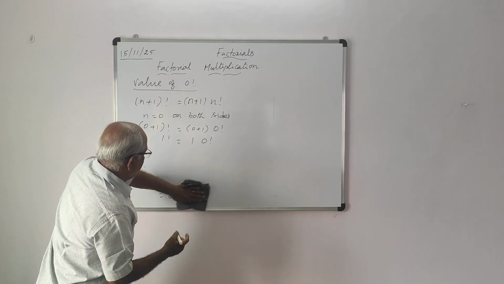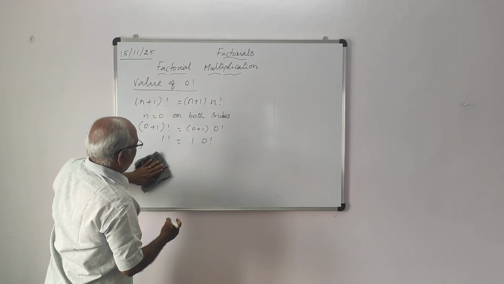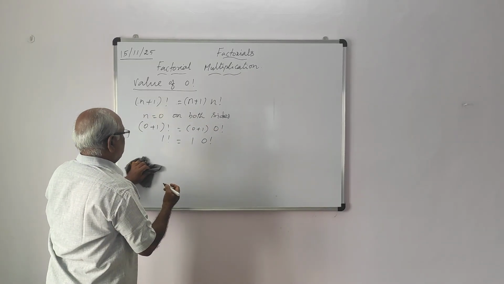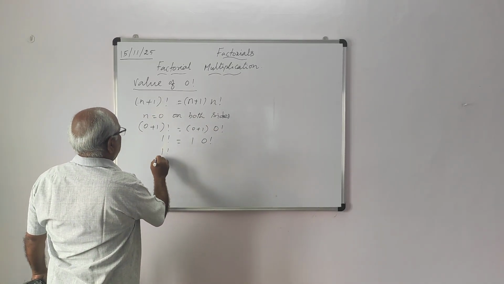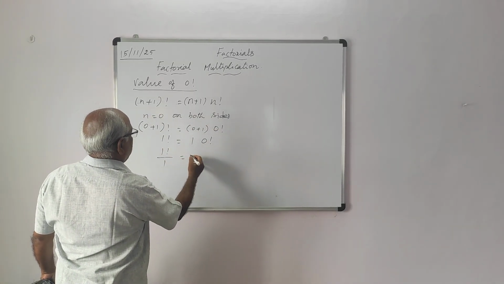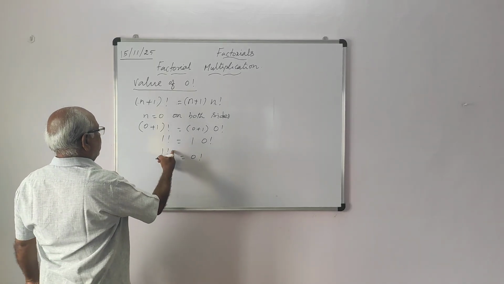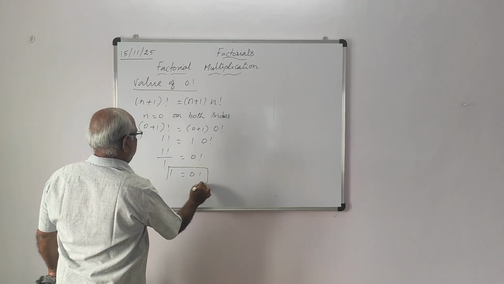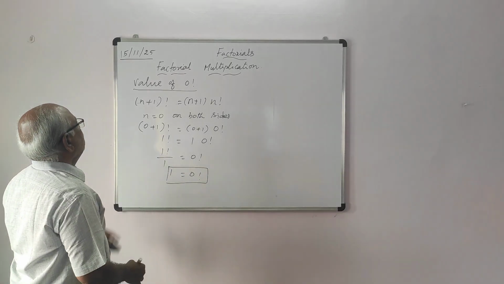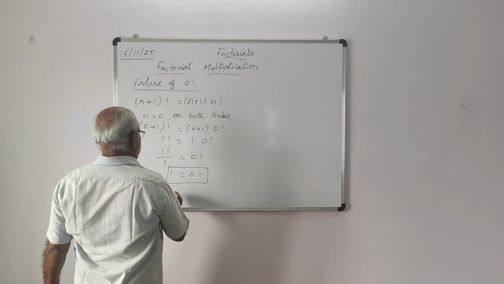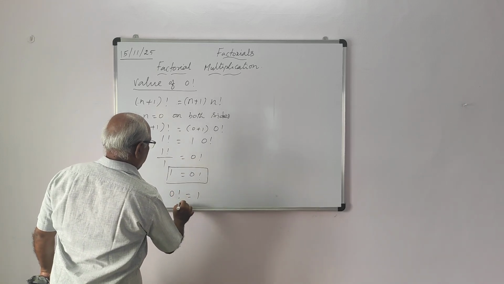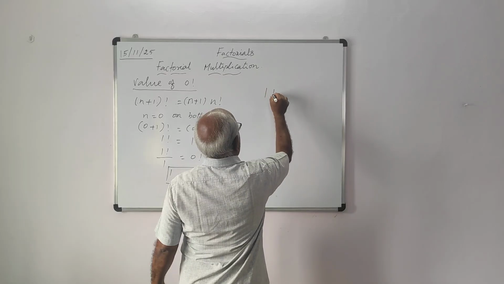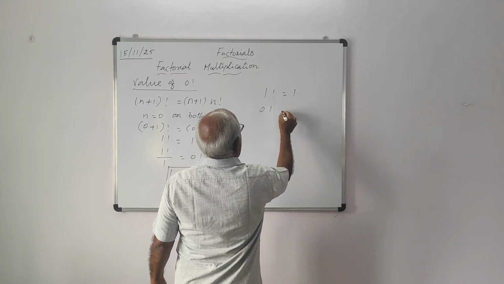If you bring that 1 to the denominator of the left hand side, 0 factorial is equal to 1 factorial by 1. 1 factorial is 1, and 1 by 1 is 1. So the value of 0 factorial is 1. That's our idea. 1 factorial is also 1, and 0 factorial is also 1.